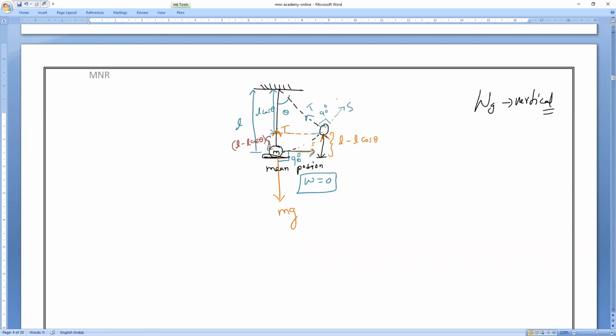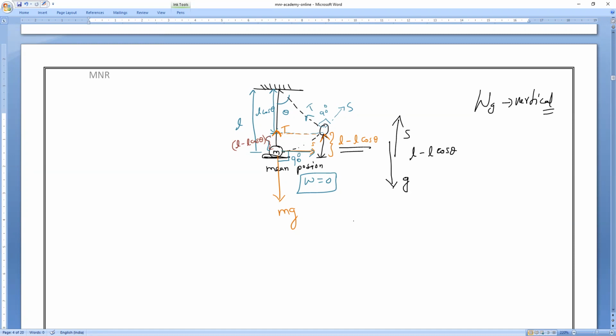Now tell me, is the body displacing in the upward or downward direction? Upward direction. But gravity is acting in which direction? Downward direction. So in the upward direction, what is the displacement? L minus L cos theta. And G is acting in the downward direction.